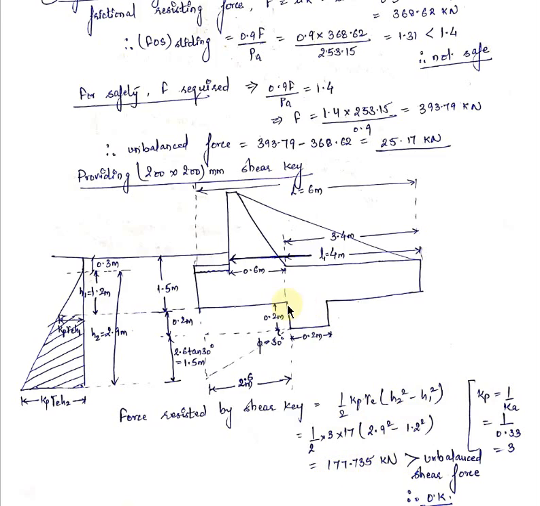See now, after introducing the shear key, a force of 177.735 kilonewton is being exerted by the soil on the retaining wall in the opposite direction, which is much greater than the unbalanced frictional force. Sorry, correct this, unbalanced frictional force. Therefore, the size of the shear key that we have provided is fine.